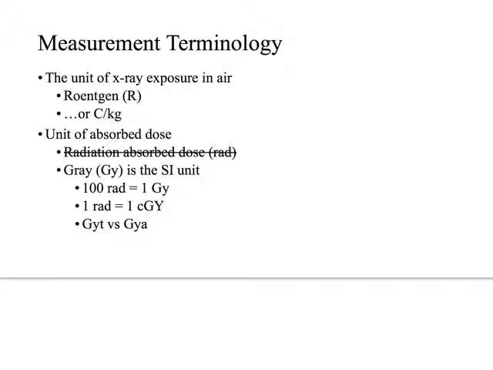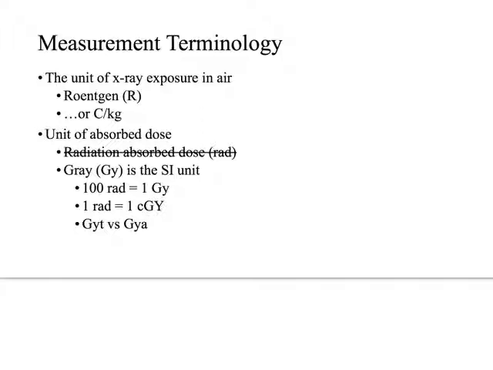So let's talk a little bit about terminology, and this unfortunately is where things can start to get a little confusing, and she even manages in this textbook to make this part a little bit confusing, so I'm going to try to simplify this as much as possible. The units of exposure in air, right, are either Roentgen or Coulomb per kilogram. So Roentgen is what we would call the traditional unit, and Coulomb per kilogram is the SI unit.